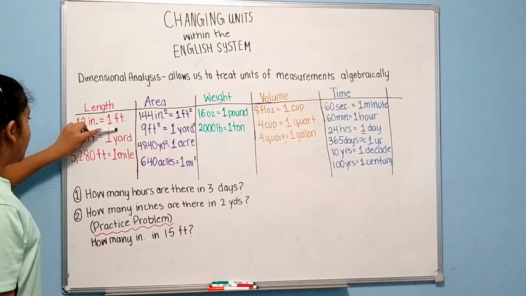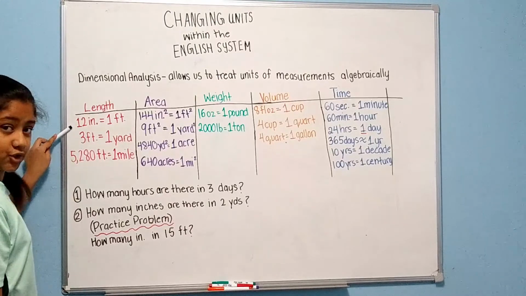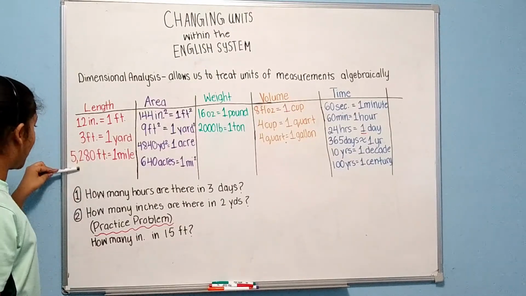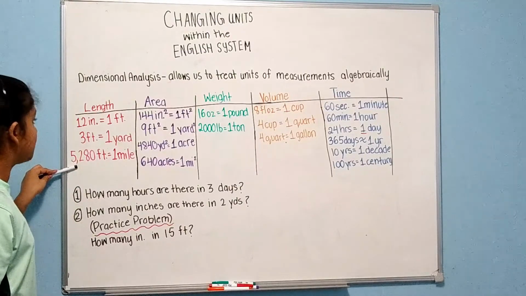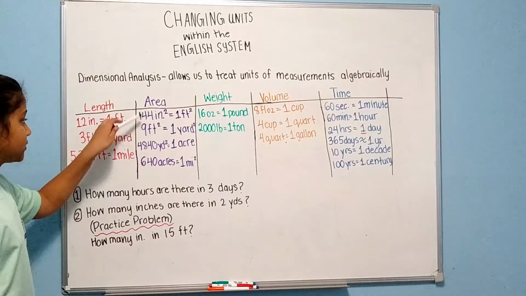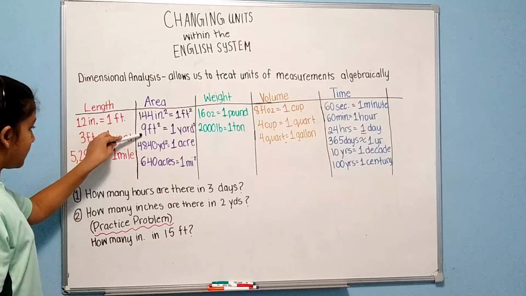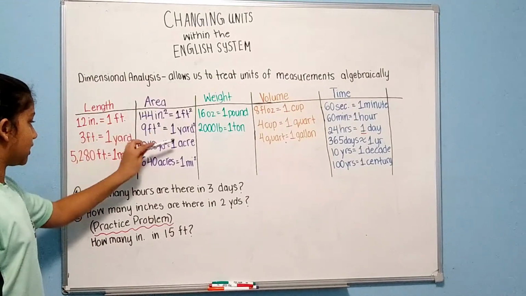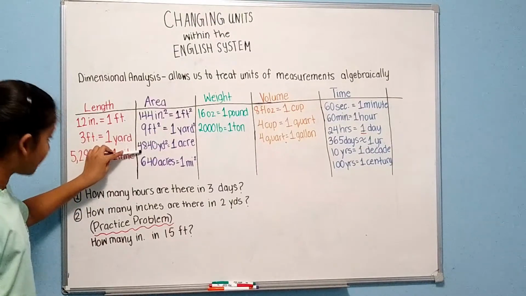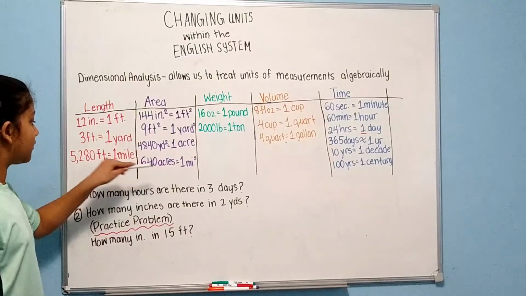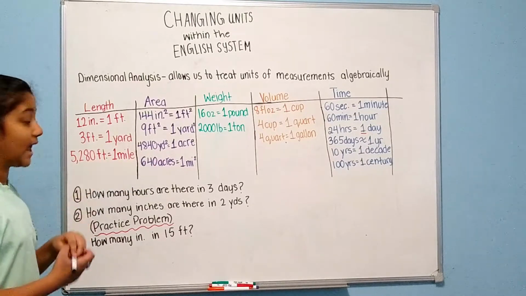In 1 foot, there are 12 inches. In 1 yard, there are 3 feet. In 1 mile, there are 5,280 feet. In 1 square foot, there are 144 square inches. In 1 square yard, there are 9 square feet. In 1 acre, there are 4,840 square yards. And in 1 square mile, there are 640 acres.